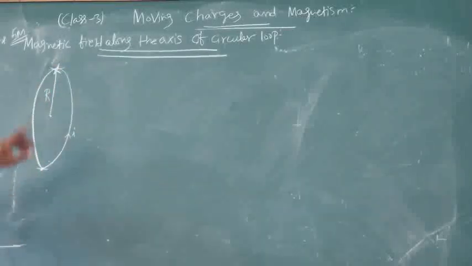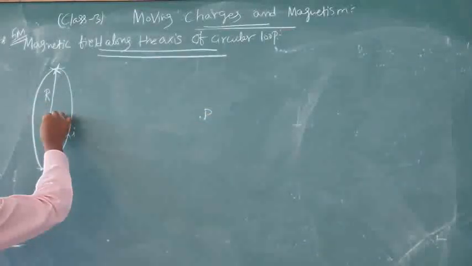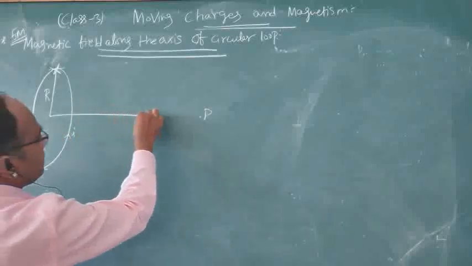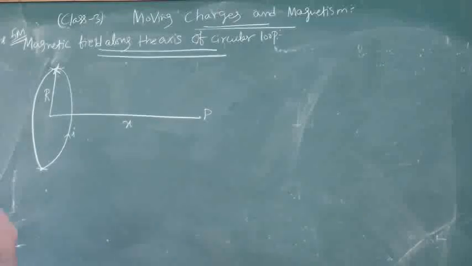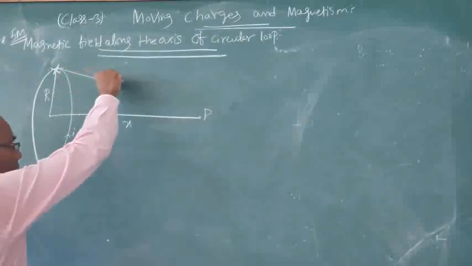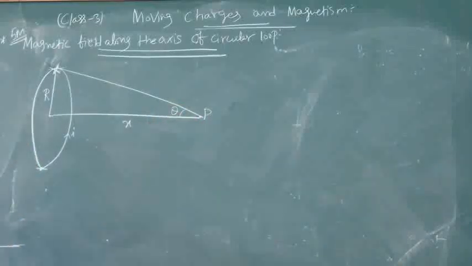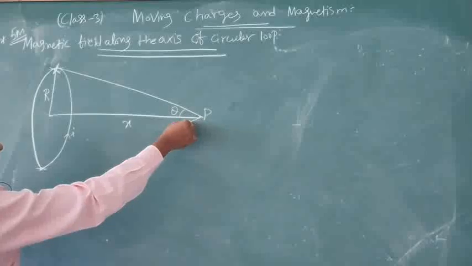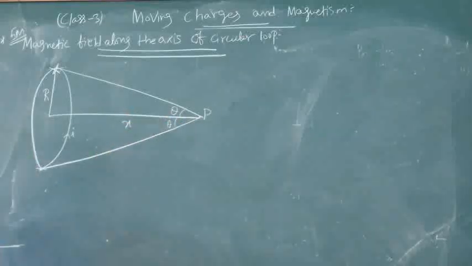Okay. Now in this one we are trying to find out the magnetic field. Now this is a point P. From point P to the center of the circular loop, this is the distance x. Okay. Now what I am doing is, from here to here I am joining. This is an angle theta. Now from here to here you are joining. This is also an angle theta. They are similar triangles.